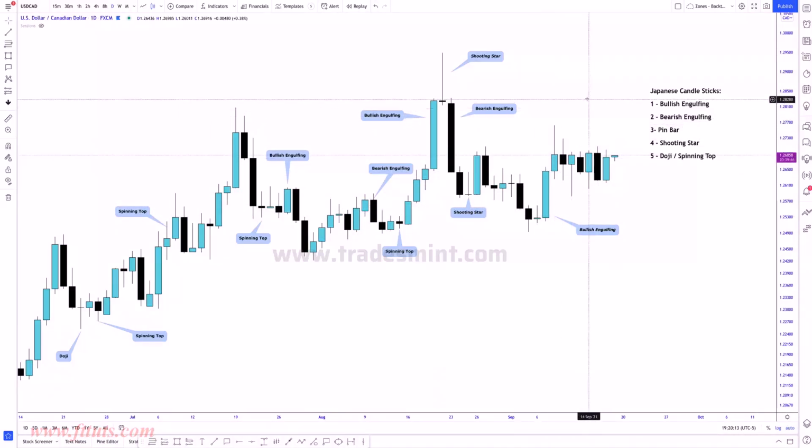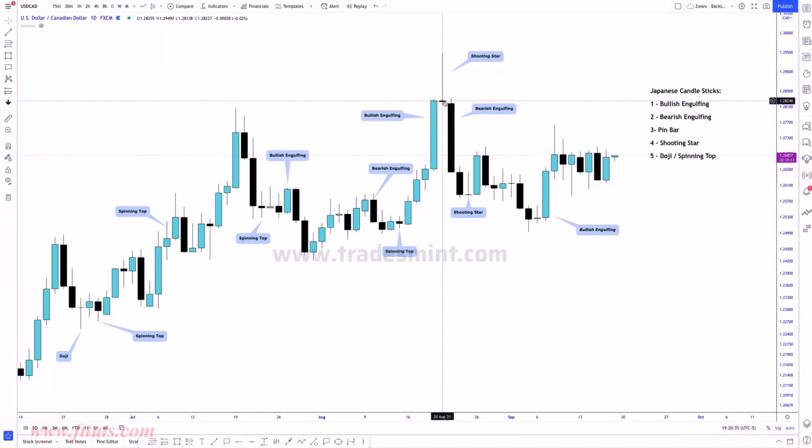The next one is a bearish engulfing. Just like this one was a bullish engulfing, this is pretty much the same candle, almost the exact same size, but it is a bearish engulfing. Why? Because it engulfed the previous candle, being this one, and even this one, because it is bigger in size, and it is bearish because it closed below where this one opened.